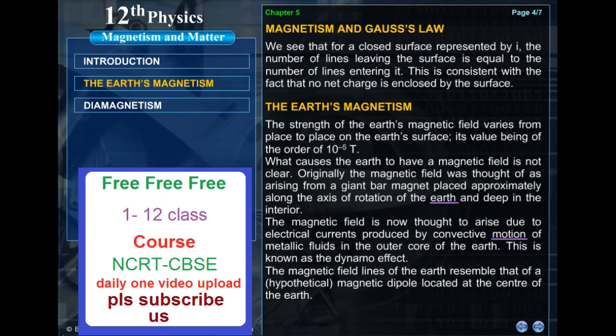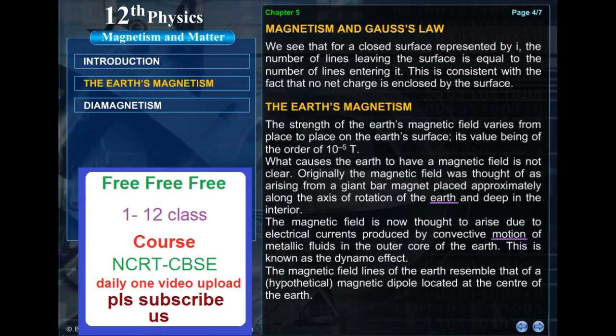The Earth's magnetism. The strength of the Earth's magnetic field varies from place to place on the Earth's surface, its value being of the order of 10 to the power minus 5 tesla. What causes the Earth to have a magnetic field is not clear. Originally, the magnetic field was thought of as arising from a giant bar magnet placed approximately along the axis of rotation of the Earth and deep in the interior.